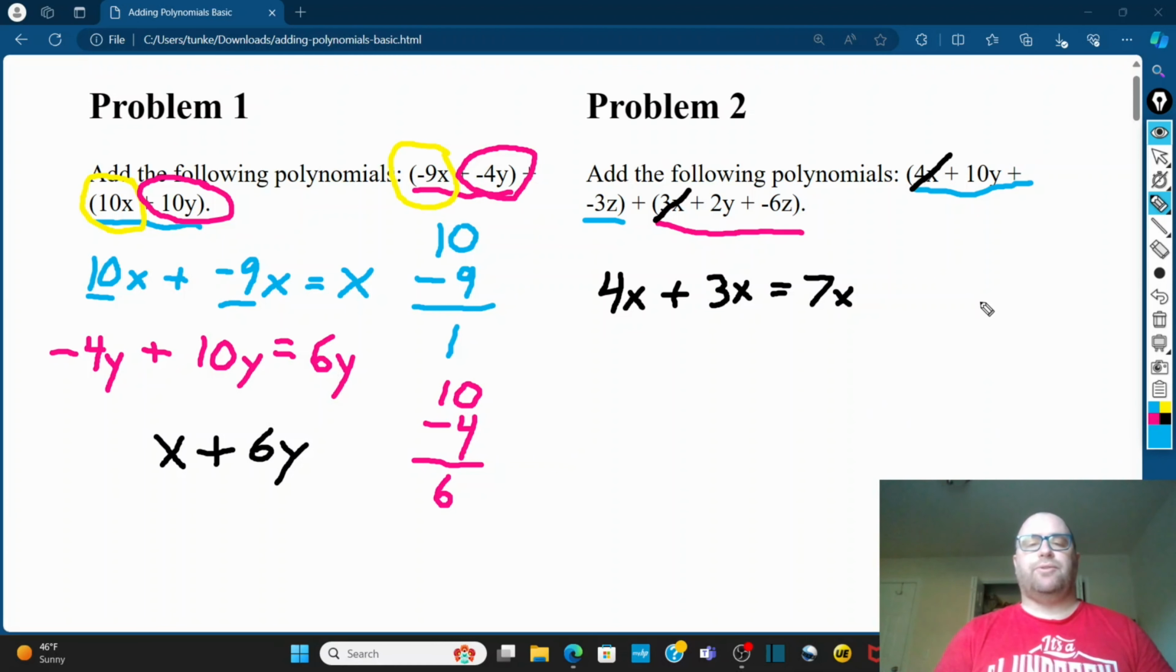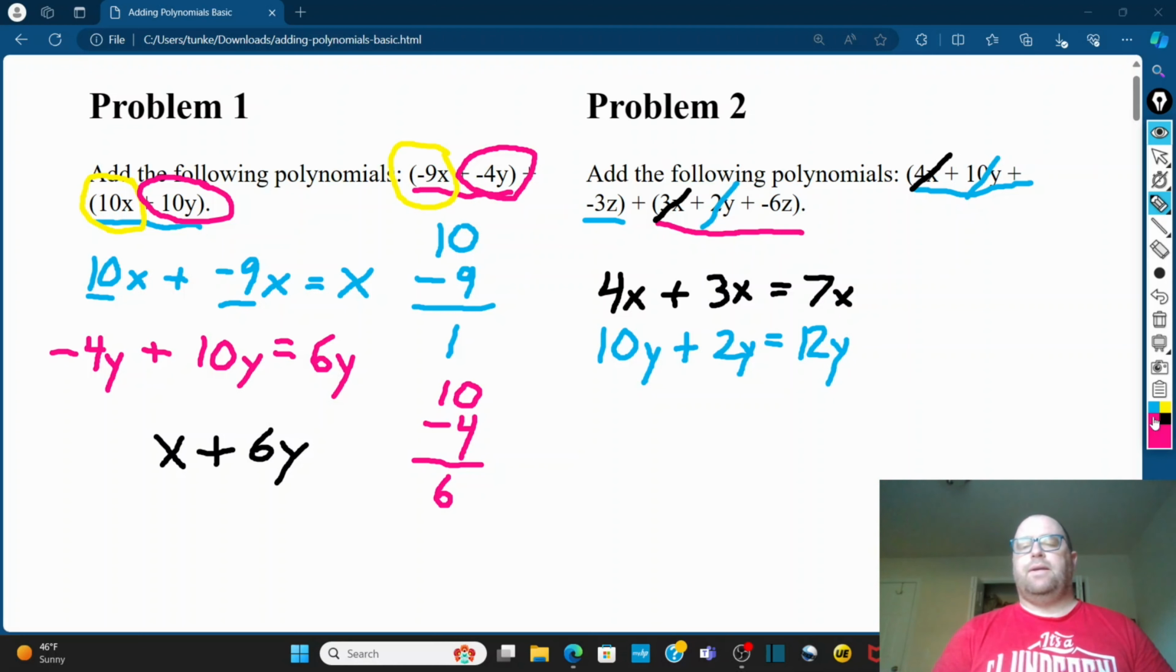Okay, let's move on to the y's. I'll do that in blue. So we've got 10y plus 2y. That's going to equal 12y. Now cross off the y's.